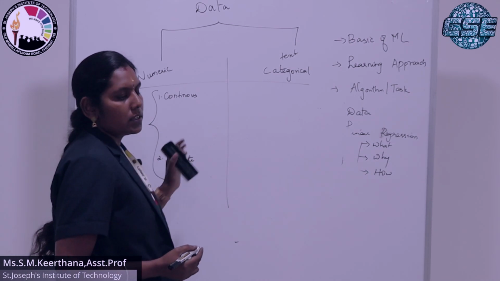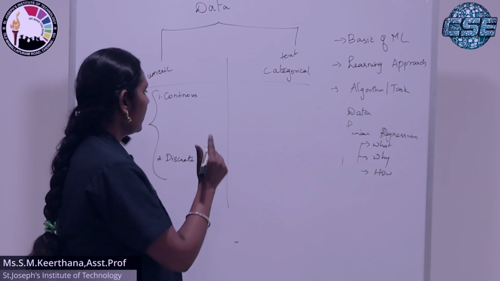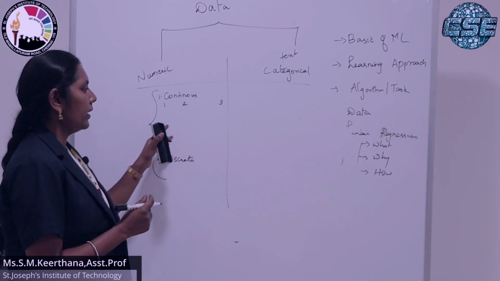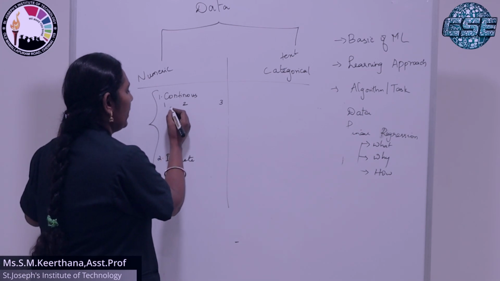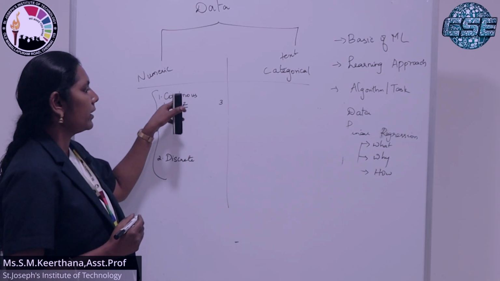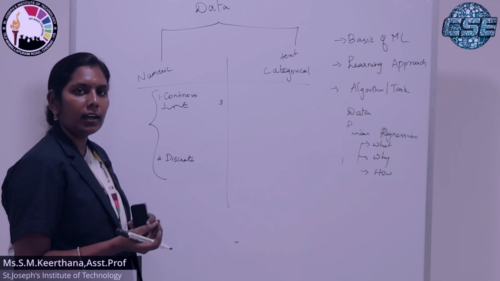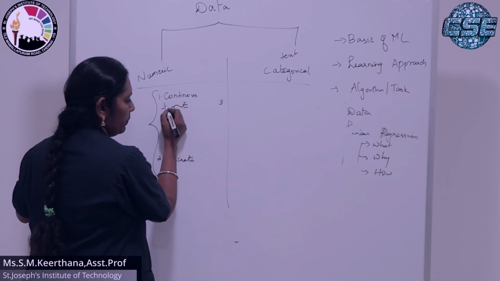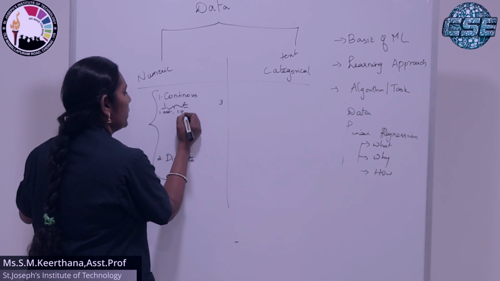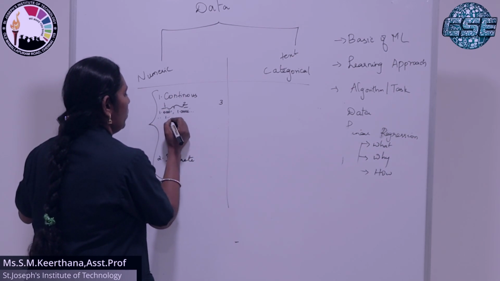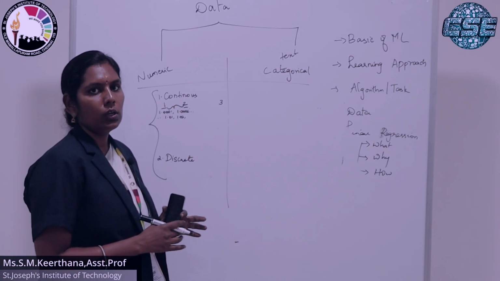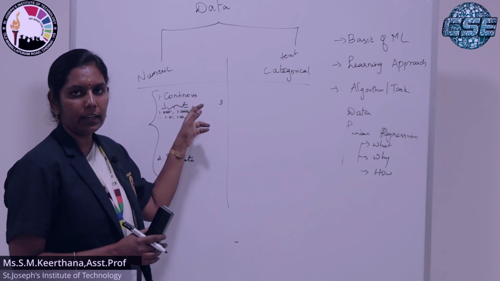discrete data. What is continuous data? I have the numbers 1, 2, 3. This is a whole number. Suppose I am able to have infinite numbers between these two numbers, then it is called a continuous number. Between 1 and 2 I can have infinite numbers like 1.001, 1.002, 1.01. I can have infinite numbers between these two numbers alone. This type of number falls under continuous number.